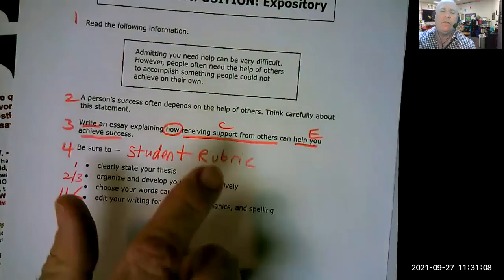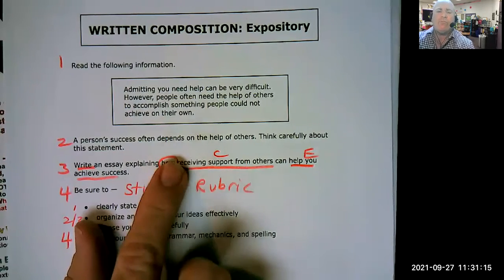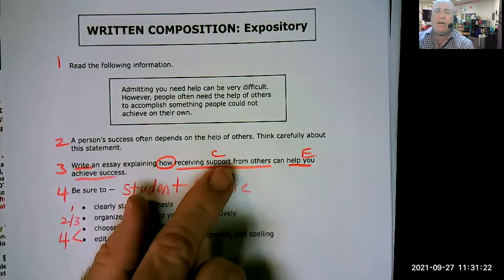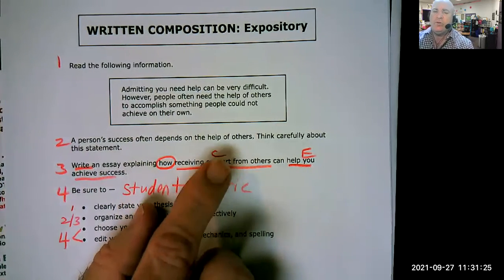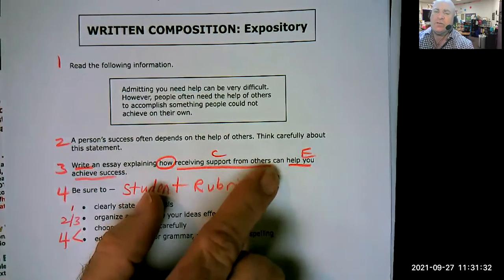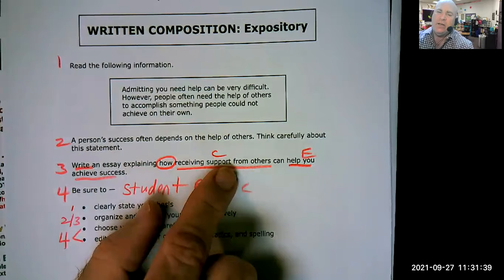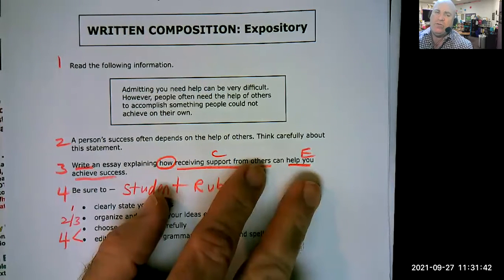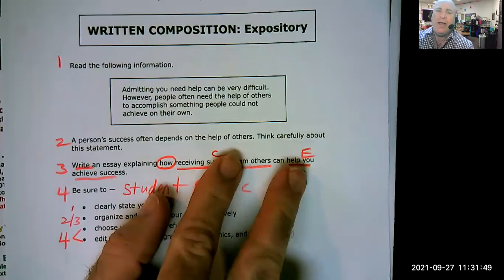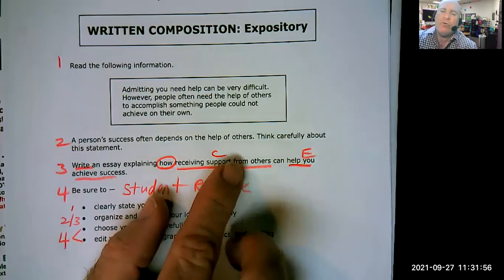In ninth grade, the key word was how. How can receiving support from others help you achieve success? And the problem with this prompt, and it probably got some low scores, it was a dual prompt. It has a cause, receiving support from others, and an effect, helping you achieve success. If the student only wrote about getting support from others in their essay, but did not include how it would achieve success or not achieve success, then they would only be doing half of what they're being asked. So they could only get half of a 4. So that would be a 1-2 paper if you only wrote about one or the other.